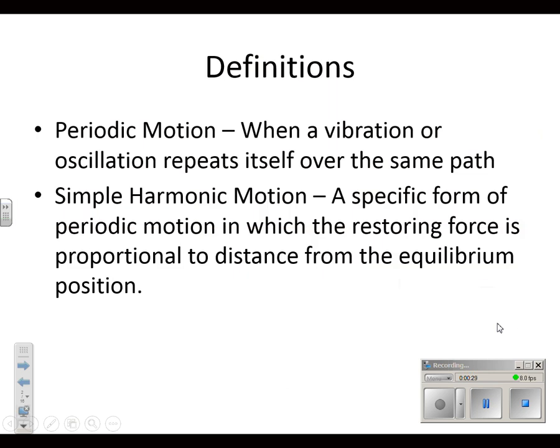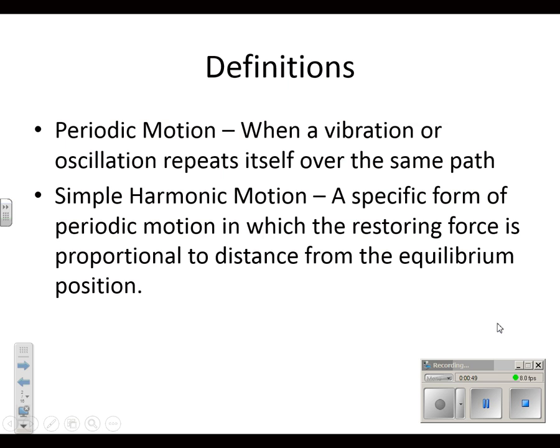Periodic motion is when a vibration or an oscillation repeats itself over the same path. And so it's going to just repeat itself over and over and over again. A sine curve is a good example of this. A pendulum moving back and forth is a good example of this. So all of those are periodic motion.